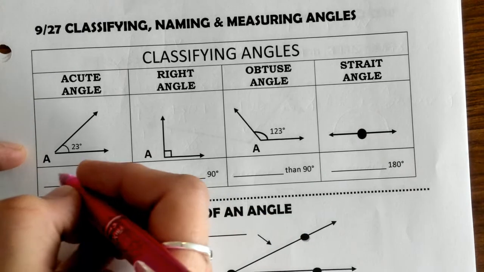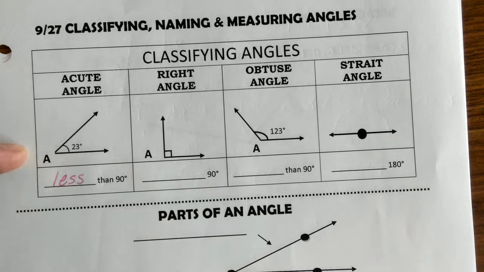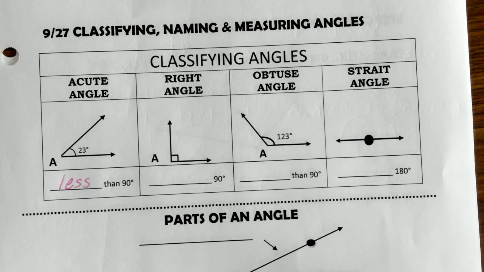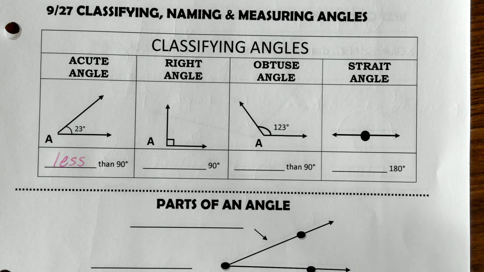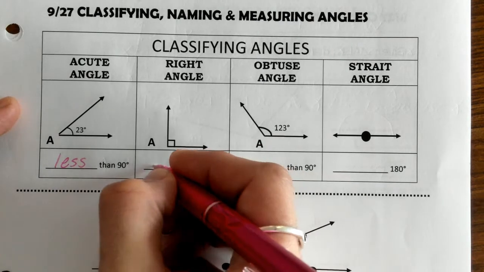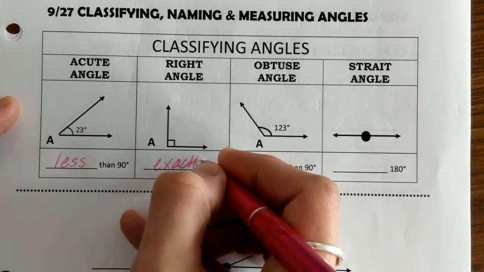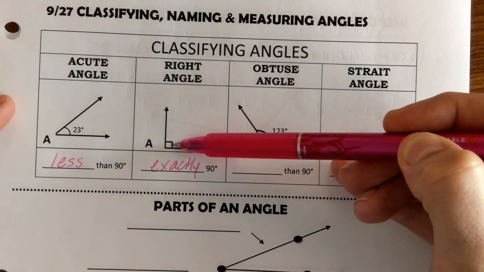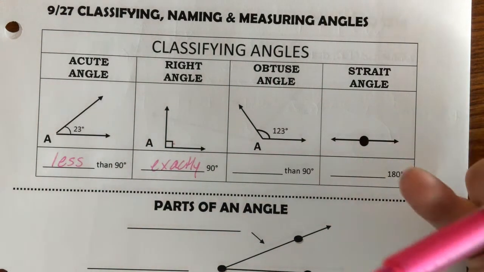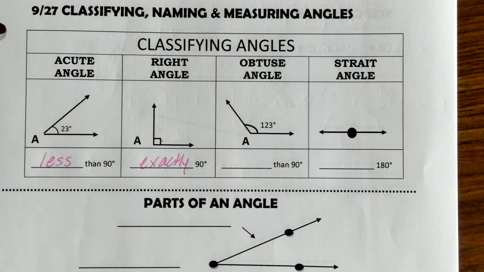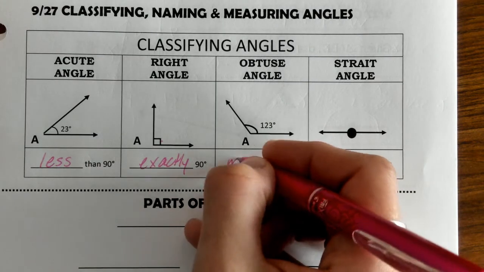Its measurement's going to be less than 90 degrees. What about a right angle? It's going to be exactly 90 degrees. Good. So this little box right here tells you what? It's a right angle. That is a right angle marking. So when you see that, you know its measurement is 90 degrees. Good. Our obtuse angle, we're going to be more than 90 degrees.